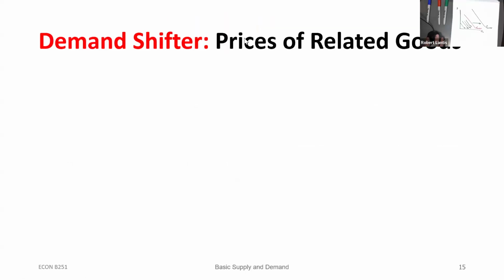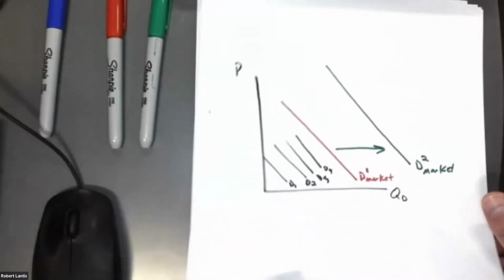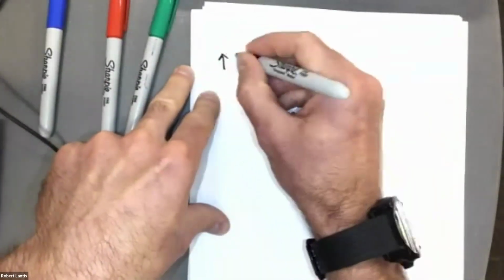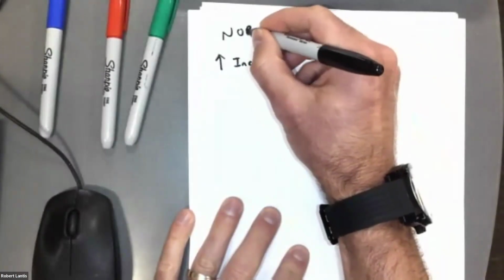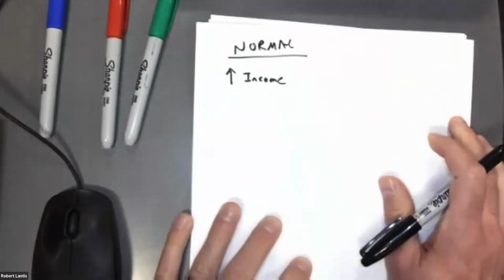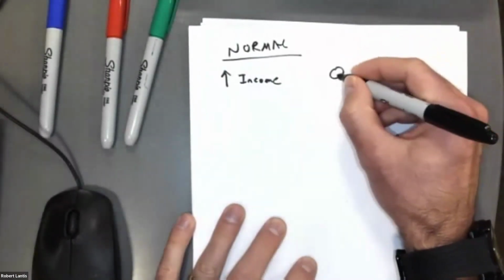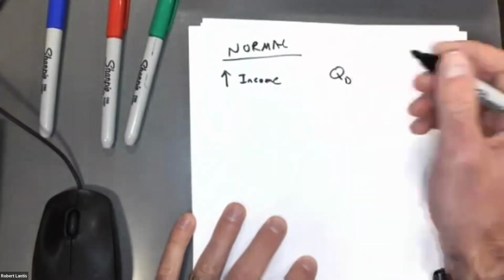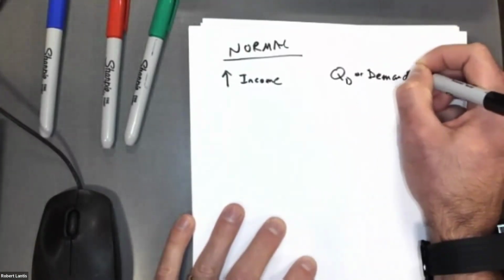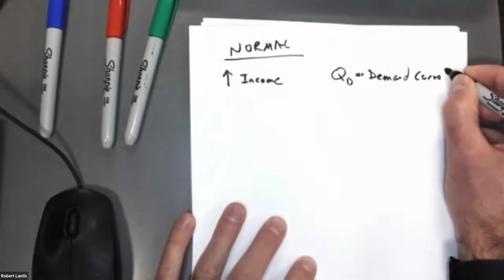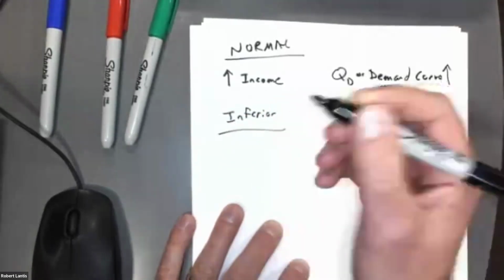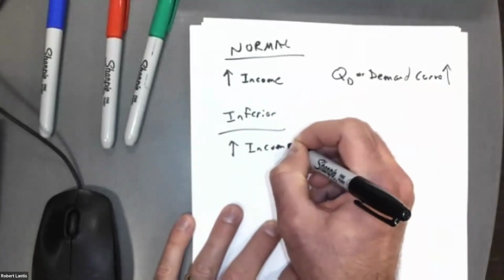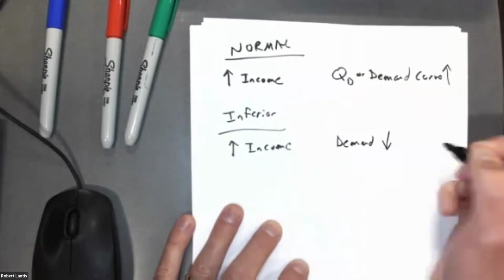So I will give you a shorthand way to think about these changes in income. If I have an increase in income for a normal good, that's going to have a positive relationship with the quantity demanded at every single price, or we can think of this as our demand curve. So when income goes up, my demand curve for a normal good would also go up. If it's an inferior good, it's the exact opposite. When I see increases in income, my demand actually goes down.